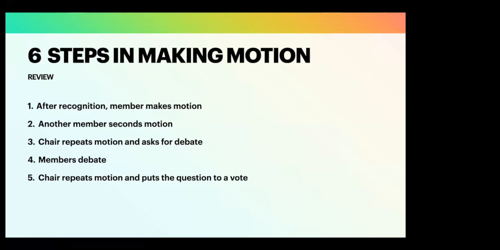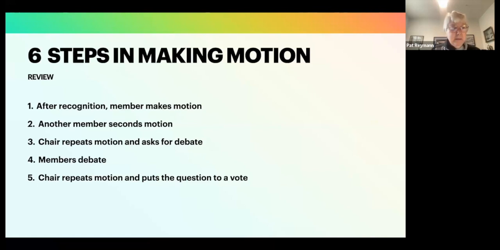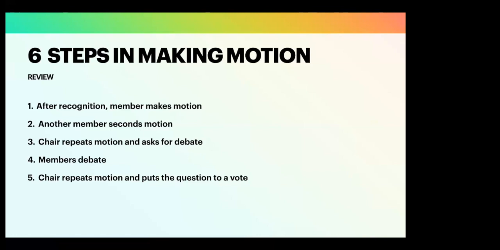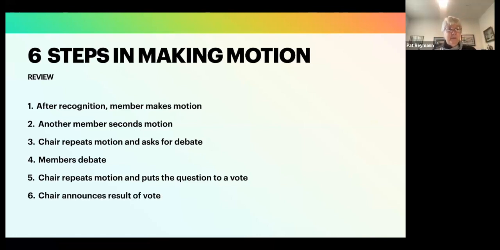Well, no, the vote is considered in number 5. And number 6 is something else the chair needs to do. The chair announces the result. Announce the result of the vote. So those are your 6. Make a motion, second it, repeat the motion, ask for debate, repeat the motion and put the question to a vote, and announce the result of the vote. Chair has a very important job through this. Make sure that everyone understands what's going on, make sure everybody's clear, make sure everyone who wishes to speak has a turn, and make sure that everybody knows the result of the vote. So, good.